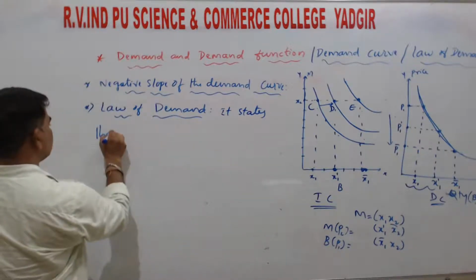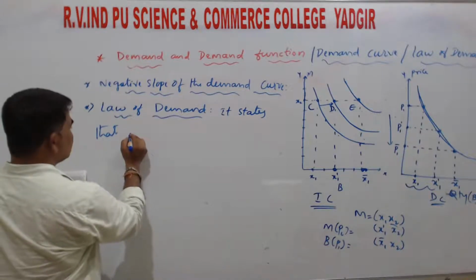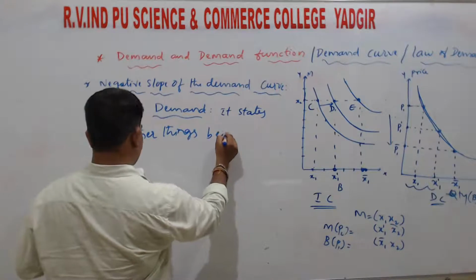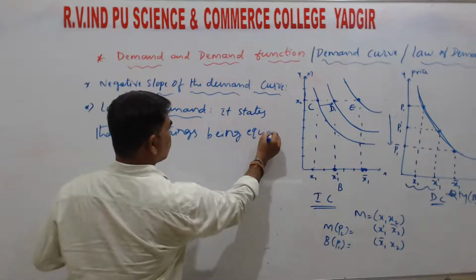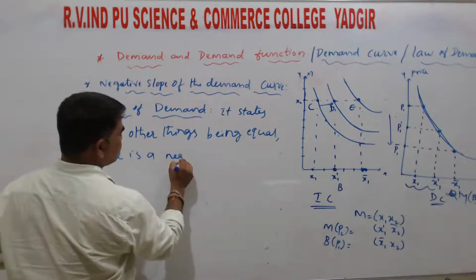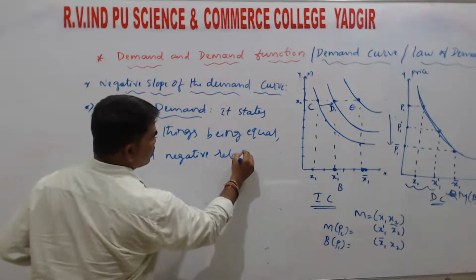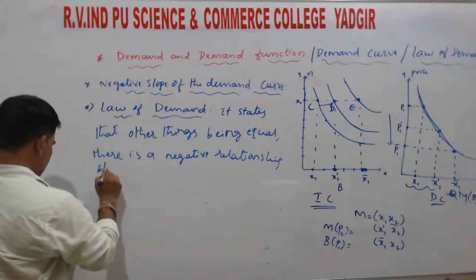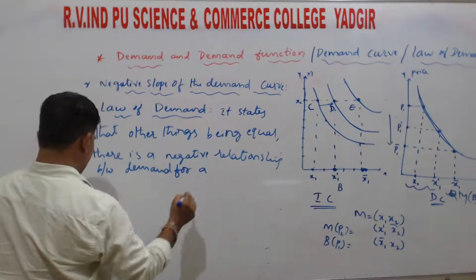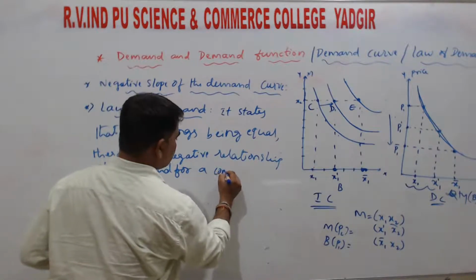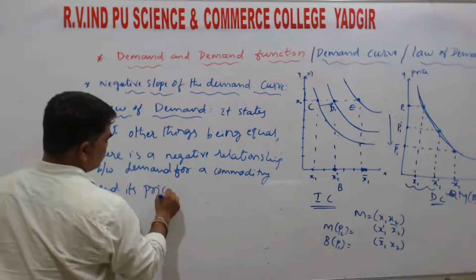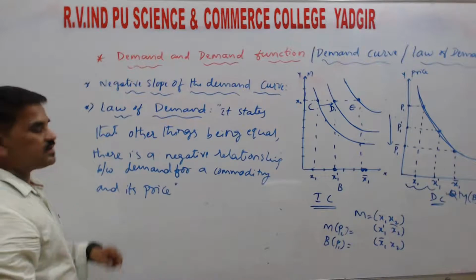it states that, other things being equal, there is a negative relationship between demand for a commodity and its price. So, what does this law of demand say?